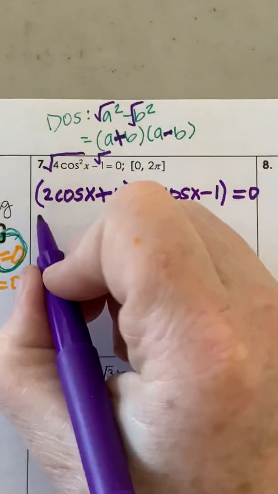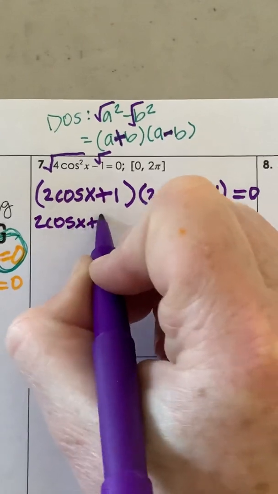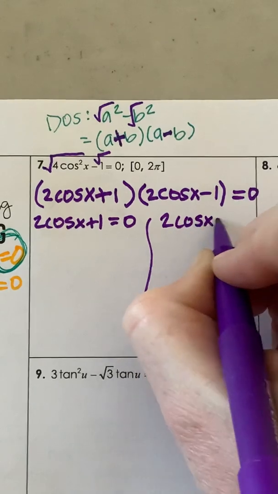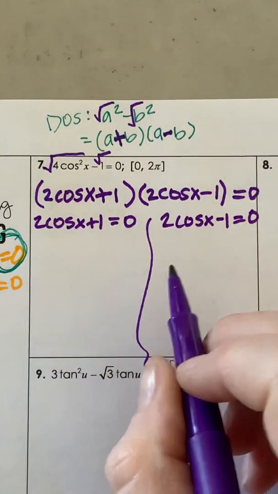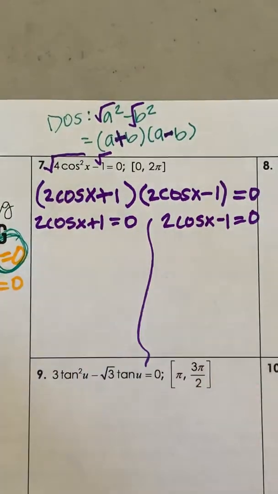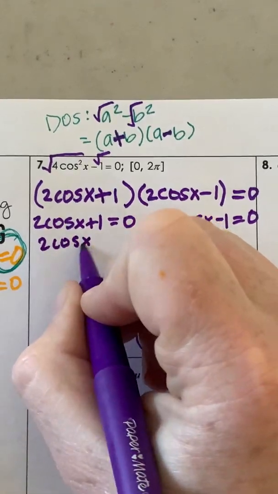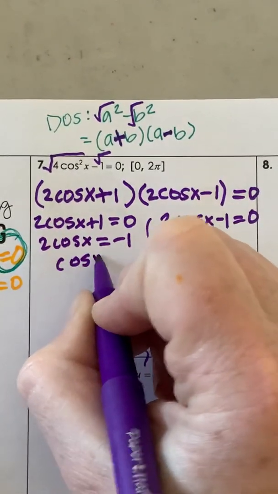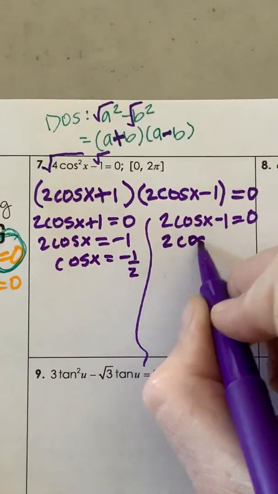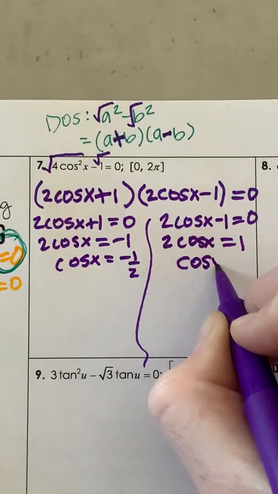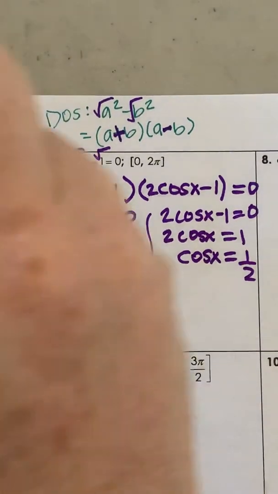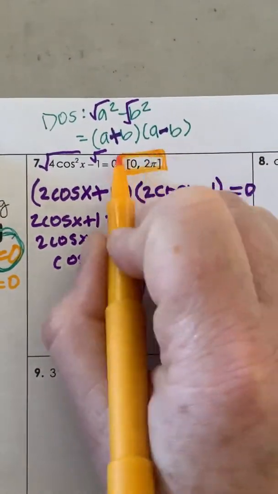Okay, one gets a plus, one gets a minus. So then we're gonna split them up. Set them equal to 0, maybe draw a line down your paper. And then you solve for cosine x just like we did on the front. So 2 cosine x equals -1, cosine x equals -1/2. Then the other one, 2 cosine x equals 1, cosine x equals 1/2.